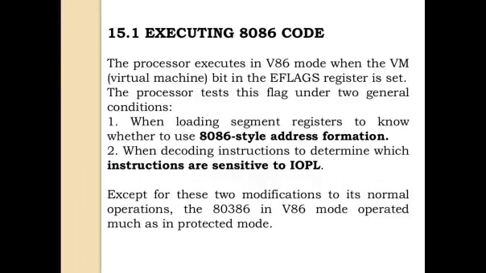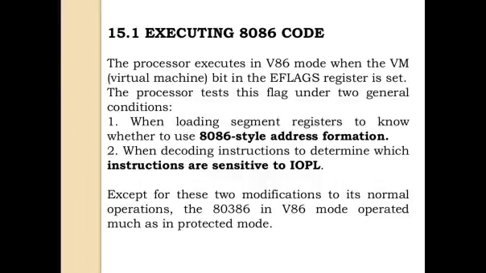So for executing 8086 code, the processor executes in 8086 mode when the VM bit is set. VM bit is the virtual machine bit, so if it is 1, then only we can enter the virtual mode, else it will be in protected mode. The processor tests this flag under two general conditions. So when the bit value is checked, there are two conditions.